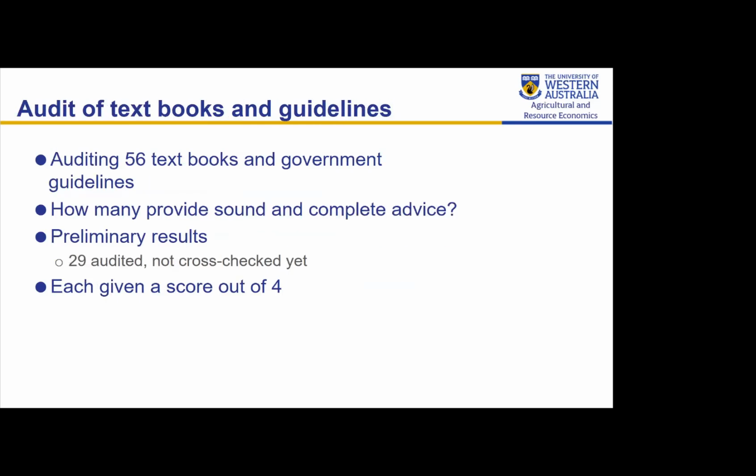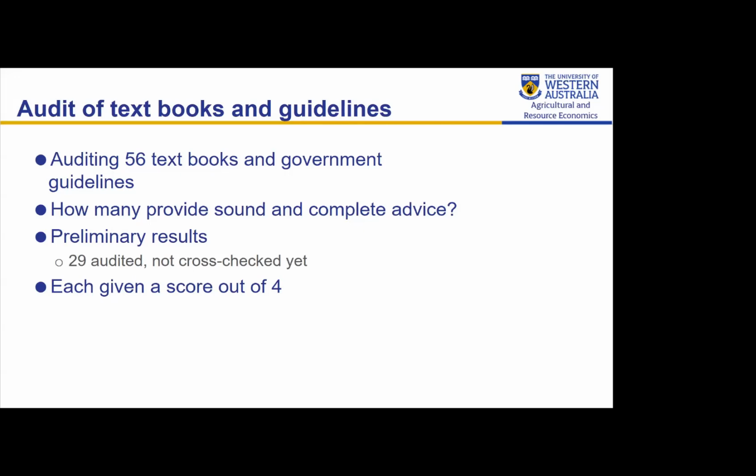One of the things that we decided to do as a group is to look at all the textbooks and guidelines that we could find and see what they say. Just check how many of them get it right or reasonably right. How many provide sound and complete advice, and so on. So far we've managed to find 56 textbooks and guidelines. Most of them are textbooks, but there's a fair number of government guidelines as well. We're a little bit over halfway through this process. We've looked at 29. Now I'm going to show you some preliminary results because they're really interesting.